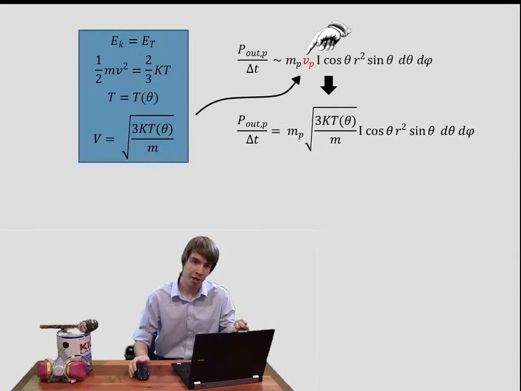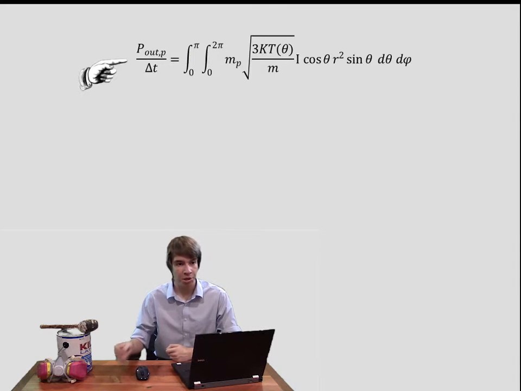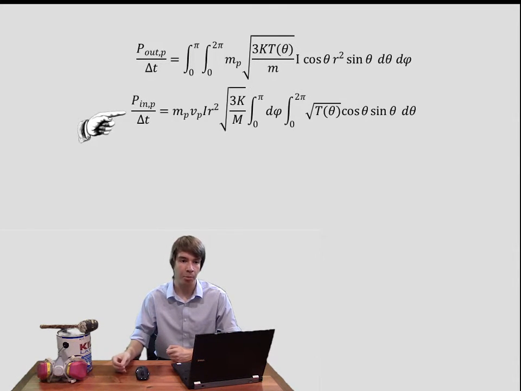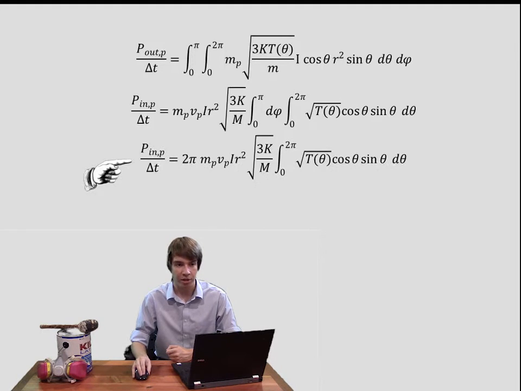Next, we need to integrate over the surface of the sphere from 0 to pi and from 0 to 2 pi. Then we can separate out our variables and pull out constants, then integrate phi. But before we continue, let's first find an expression for the gas flux to a point.